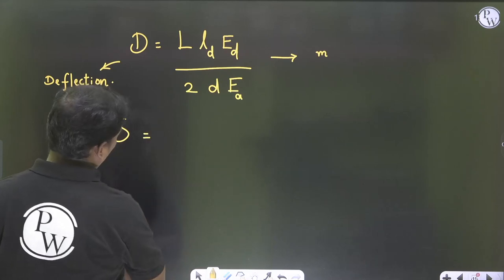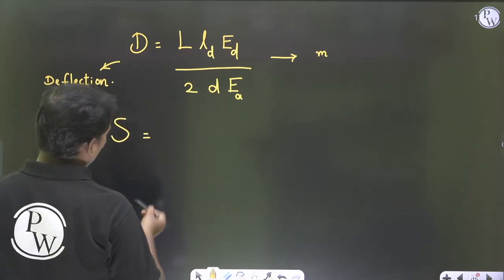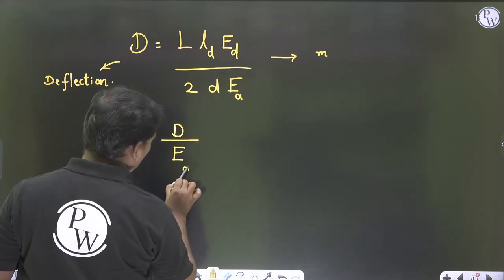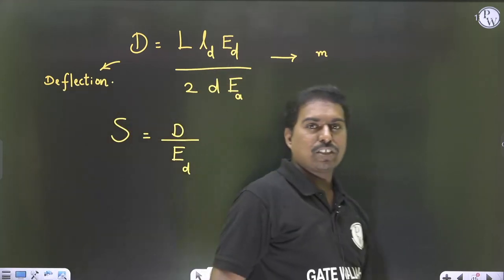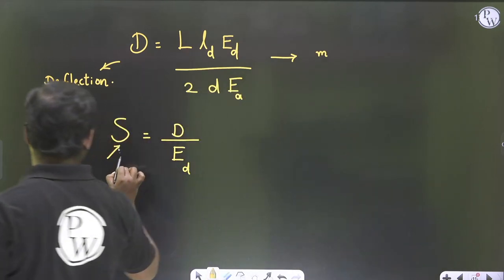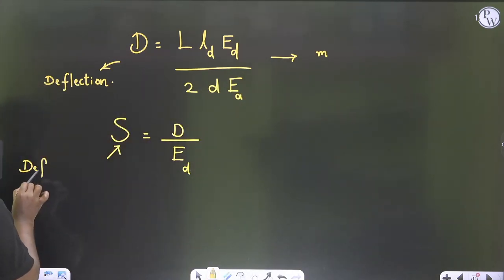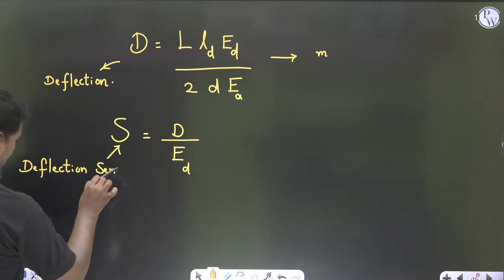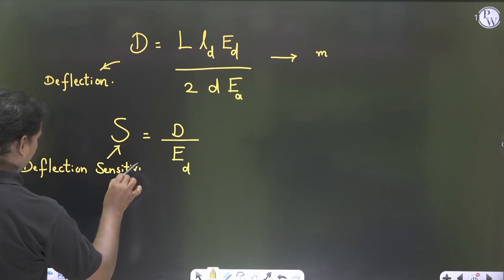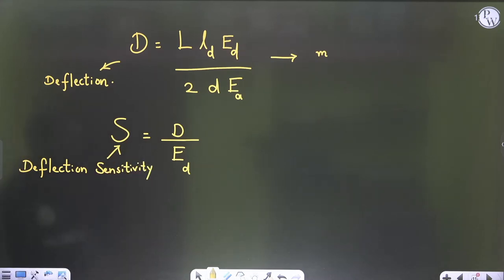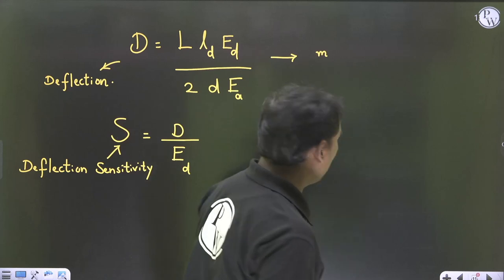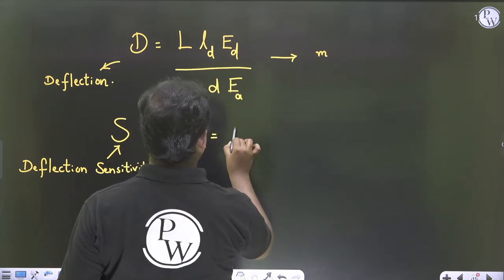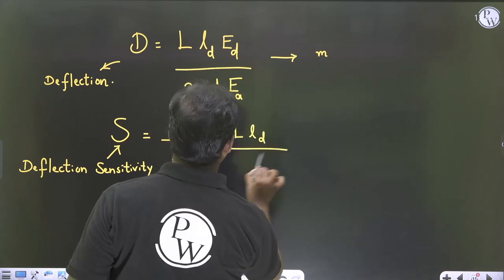Next comes the sensitivity. What is the input and output? The output is the deflection, and the input for the deflection plate is ED. What we call the deflection sensitivity is given by D by ED. ED gets cancelled, so we can take it as L times LD by 2 d EA.